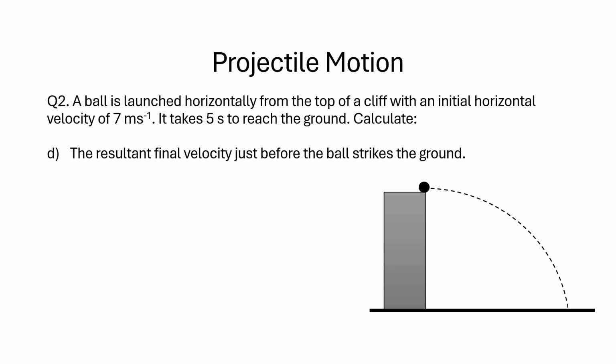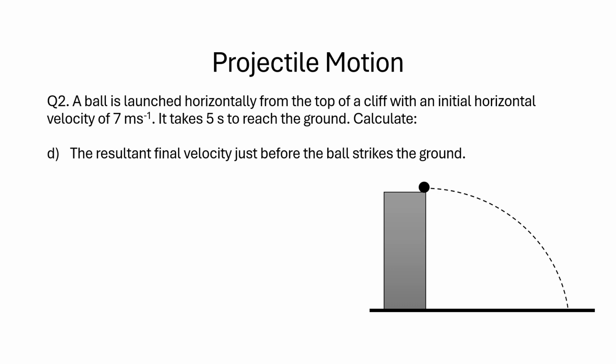Question D. Calculate the resultant velocity just before the ball strikes the ground. So just before the ball hits the ground, what is the final velocity of the ball? The steps are the same as question C. We need to find Vx and then find Vy, and then we can find the resultant final velocity at 5 seconds. Just before it hits the ground, the value of t would be 5 seconds because it took 5 seconds to reach the ground.